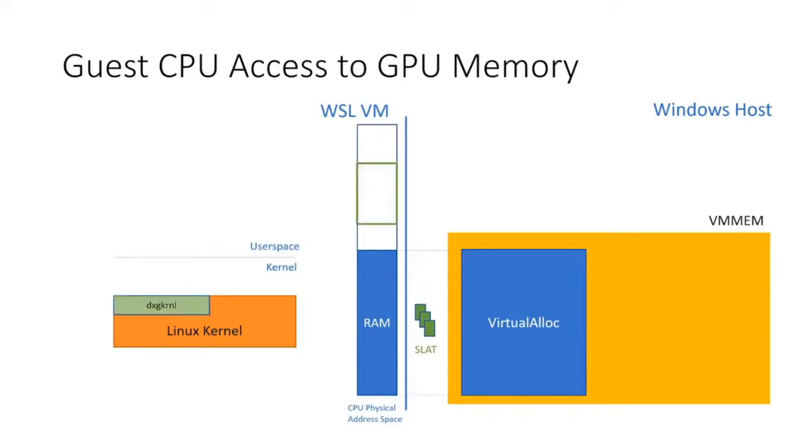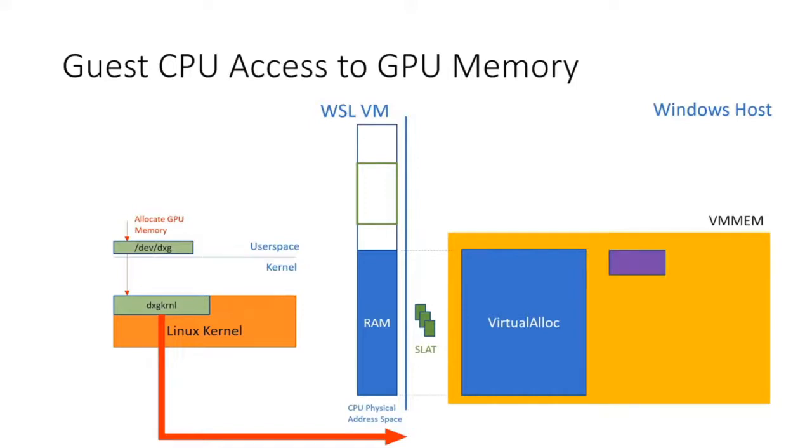So when we initialize the DXG kernel inside of the Linux kernel, it takes a range of addresses in the CPU physical address space that we're going to use to manage access to our video memory surfaces. So in user space, when you have an application that asks for memory to be allocated, that request goes over to the DXG kernel on the Linux side. And then that request gets sent over the VM bus, and VMM inside of the host creates that memory inside of the VMM process. And then through the same SLAT magic from before, that memory gets projected inside of the WSL VM.